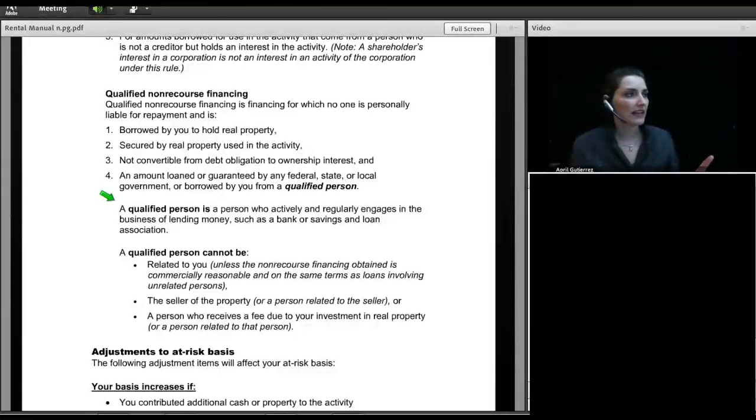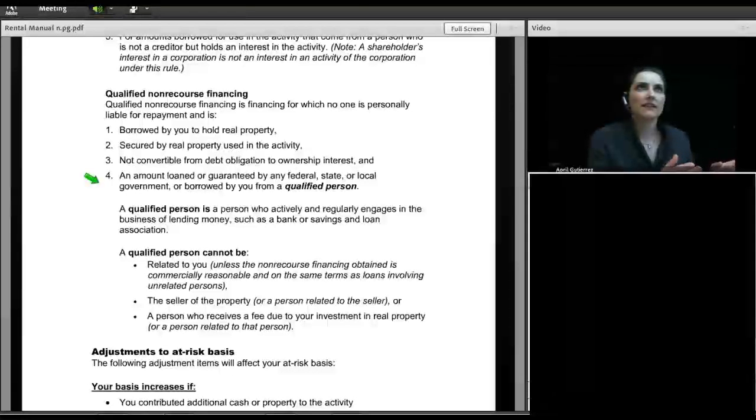However, they say even if it is non-recourse financing, you're still at risk for it if it's the type of loan that's normally associated with real estate. That is, it's a loan taken out against the real estate. So let's look at a comparison. That loan taken out by the real estate is a non-recourse loan, but if the loan is taken from a commercial bank in the business of loaning money, you're still going to be considered at risk for it.